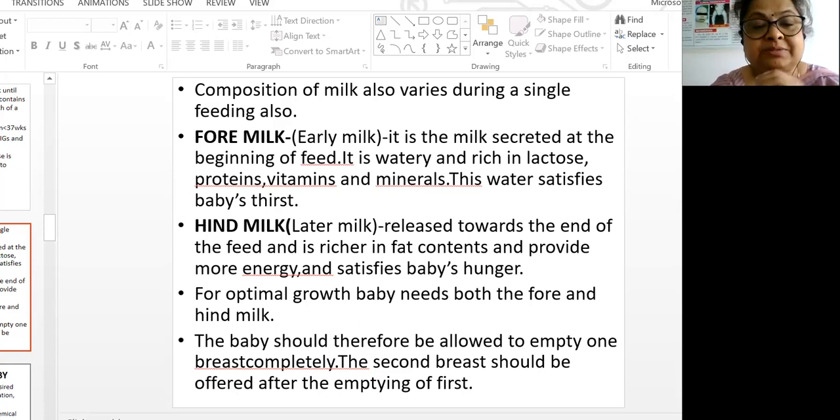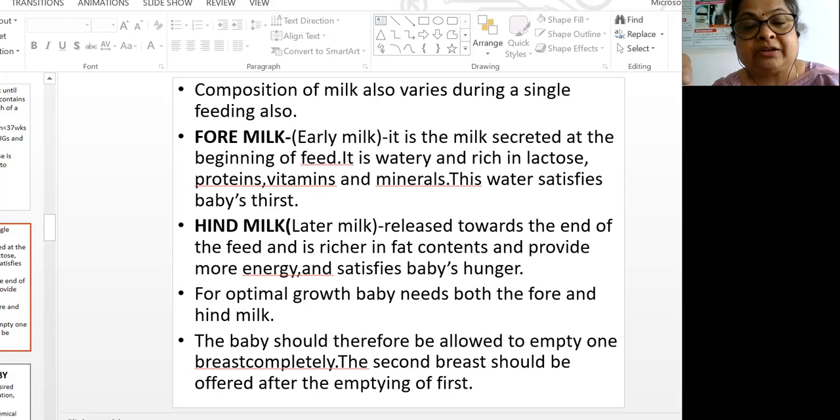And the milk which comes in the later part of the feed is hind milk or later milk. It is released towards the end of the feed and it is richer in fat content and provides more energy and satisfies the baby's hunger, and it will increase the weight of the babies also. So both fore milk and hind milk should be given to the baby during one feed.